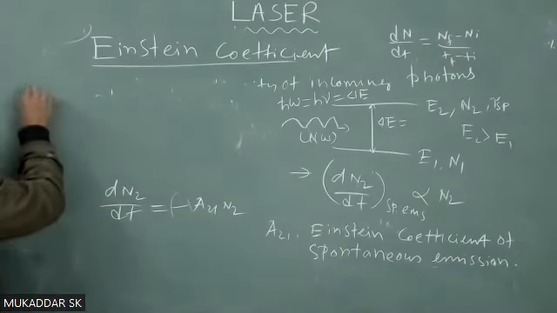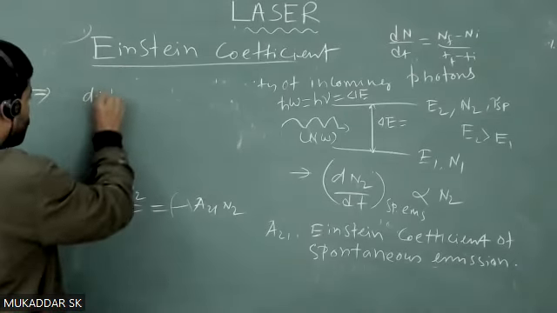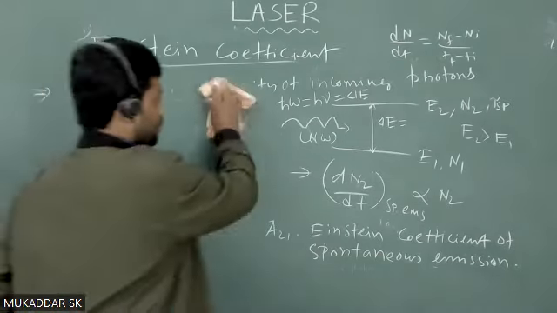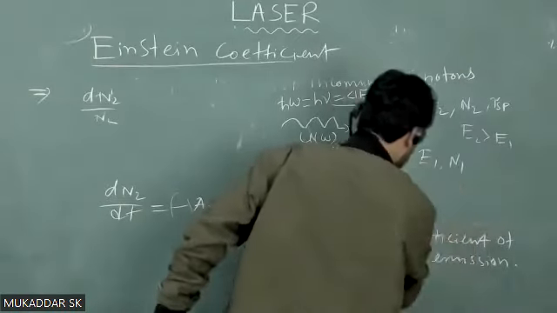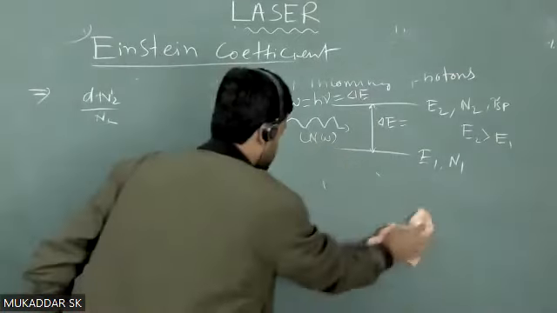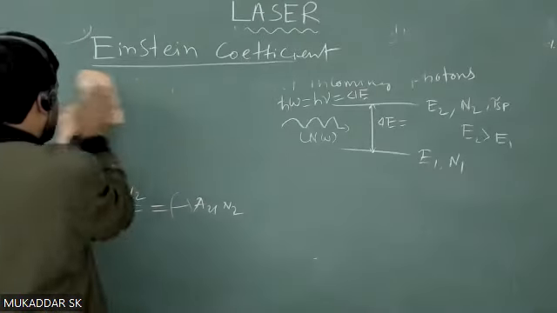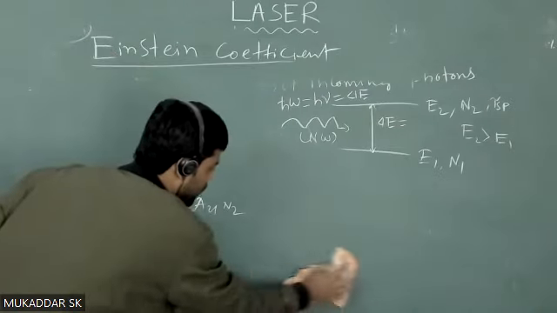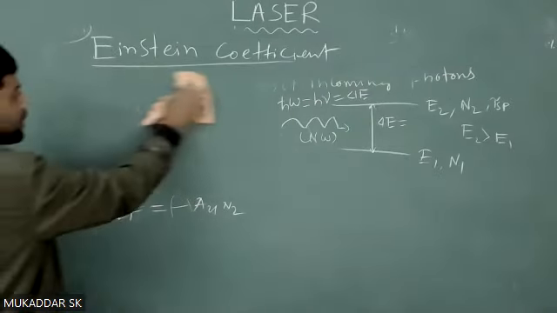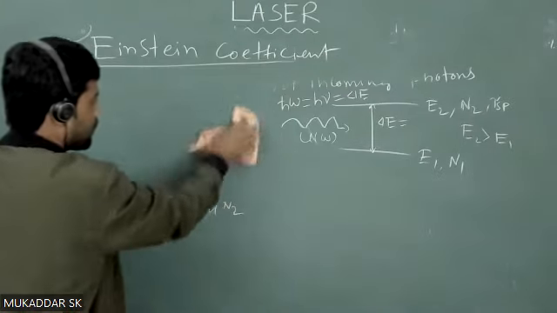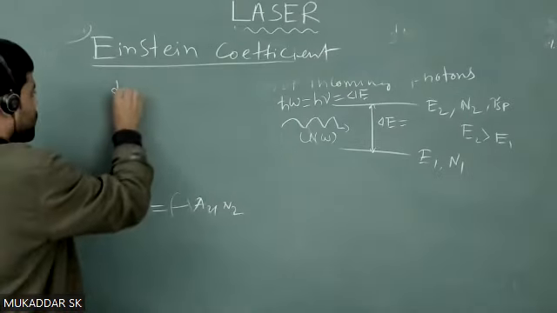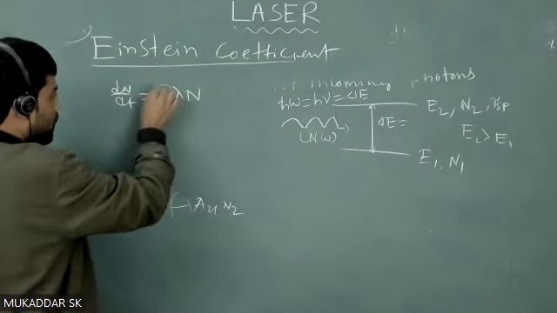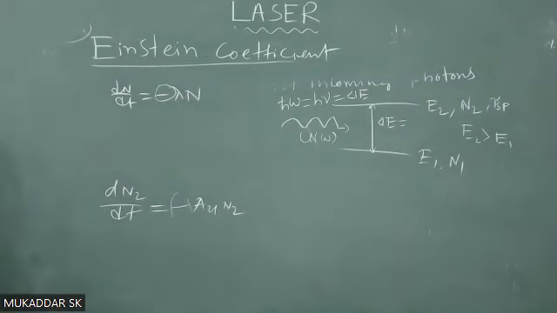Now, can I write from here dN2 by N2? One minute, I have to remove this. We use this minus sign there also. If you remember, when we studied radioactivity, we used the same sign there. Minus sign means when the population decreases with time, we use a minus sign. Do you remember this equation? dN by dt equals minus lambda N. There also you used the same sign.